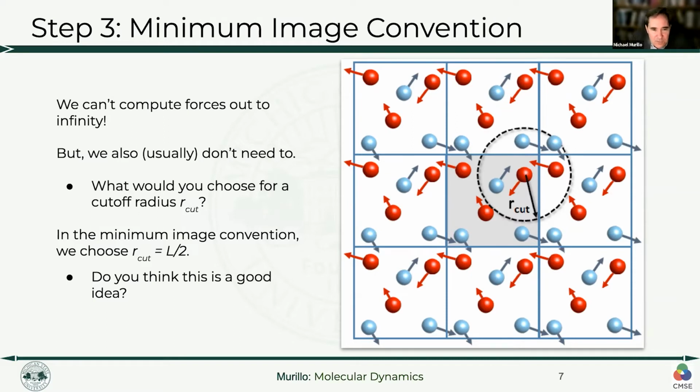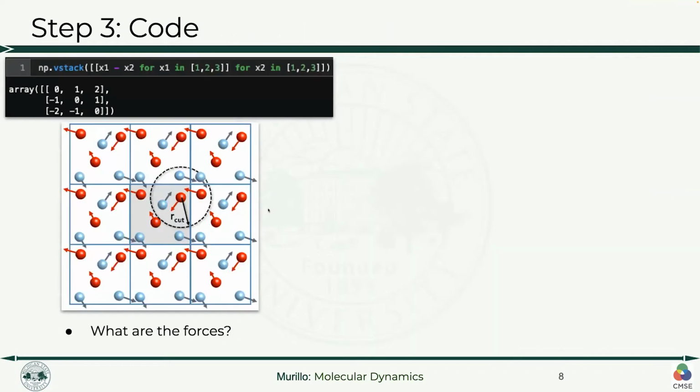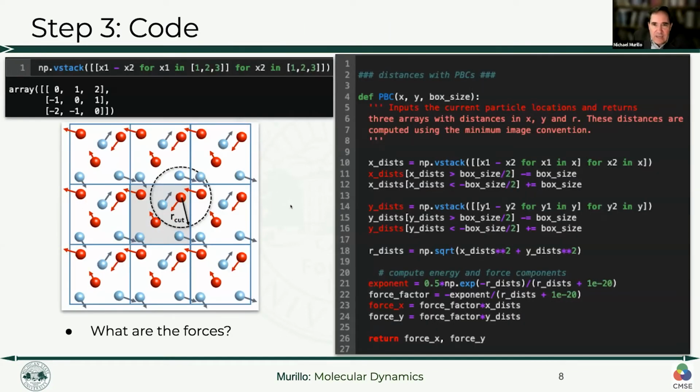Does that all make sense? Yes, sir. Okay. So let's look at this code here. This piece of the code implements the periodic boundary conditions, and it uses the minimum image convention. Okay, so I'll let you look at this code for a second, and then we can talk about what it's doing. Okay, that's probably a good amount of time. So let me walk you through it. Does it make sense to everybody?